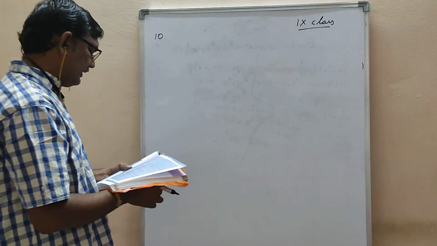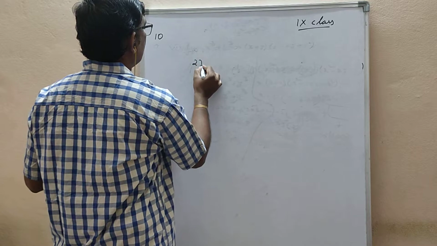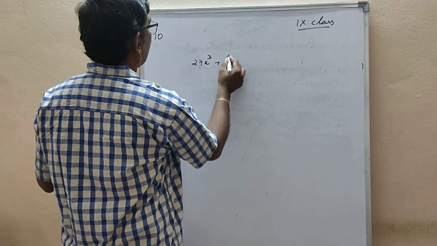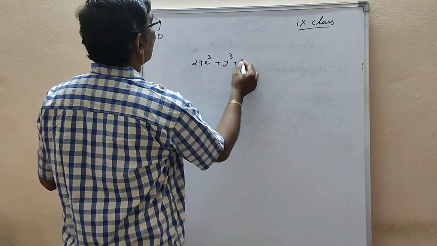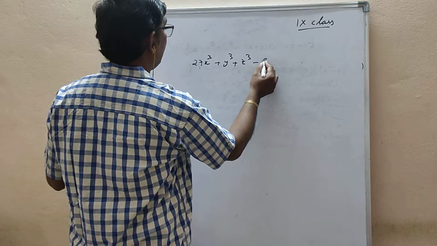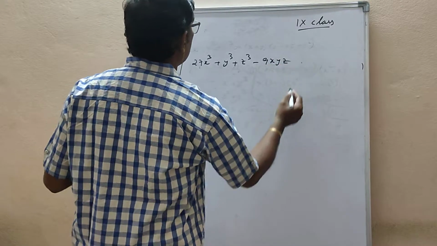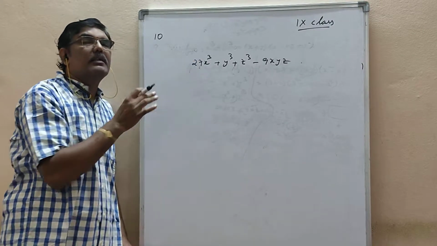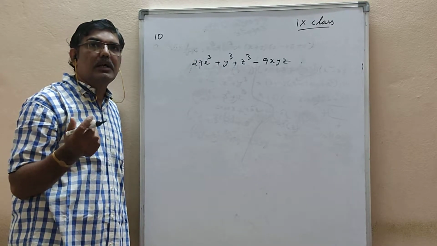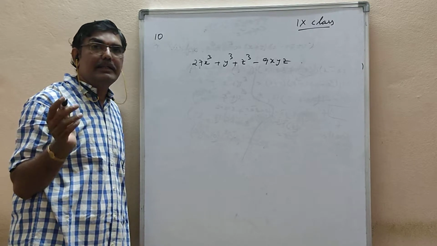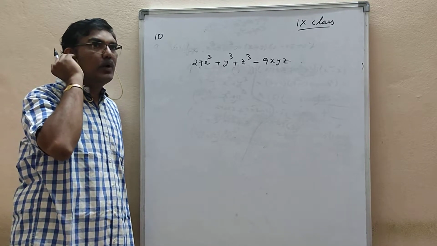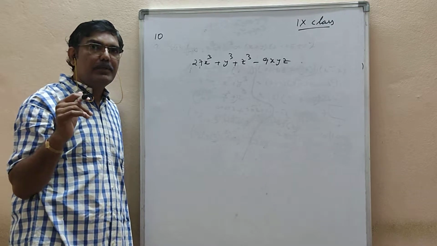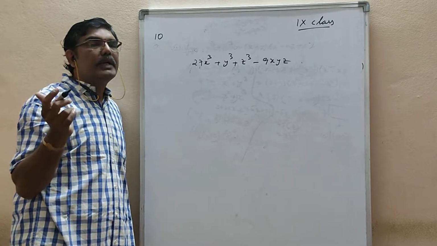What is the 11th question? See it here. 27x cube plus y cube plus z cube minus 9xyz. So, being a teacher, I get the identity or formula because I learned all the identities. If you also learn the identities which are there at the back of the chapter, you can also do all these problems.